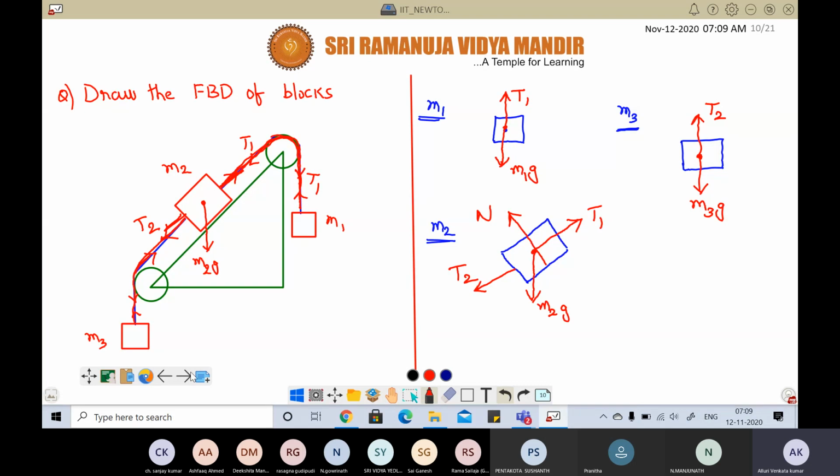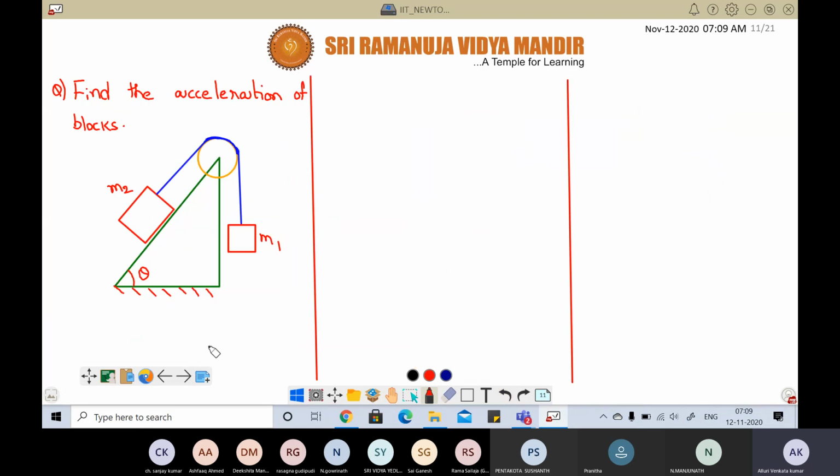Okay, next problem. Find the acceleration of blocks. What is the answer?